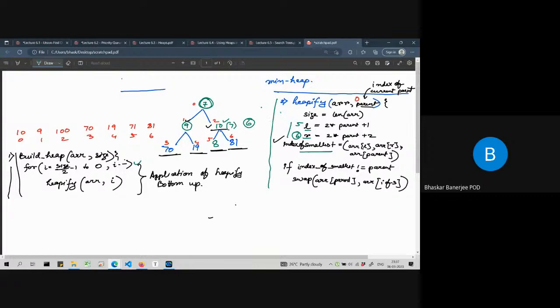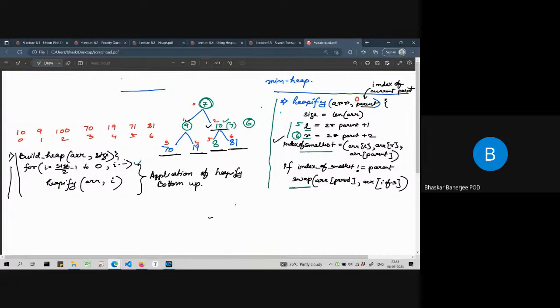I did the swap with 7 and 10. Now what should I do then? So you should call heapify again for the index of smallest. Exactly. So if I make a swap, there is a possibility that my lower level tree might get disturbed. Lower level heap property might get disturbed. Now, in the previous example that I discussed, it did not get disturbed.